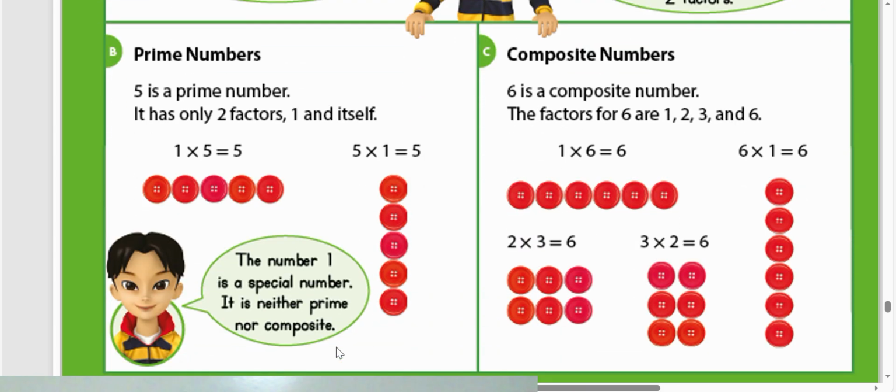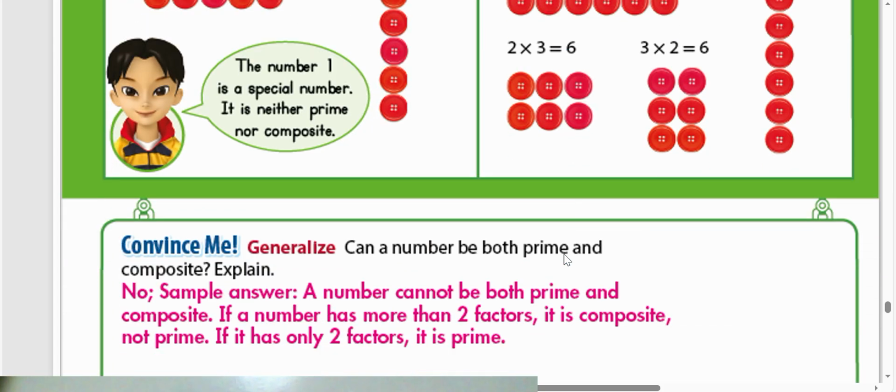Prime numbers: 2, 3, 5. 5 equals 5 times 1. 5 can be divided by itself and 1 only, so it has 2 factors. 6 is a composite number because 6 can be divided by 2, by 3, by itself, and 1. We have 4 factors of 6. Next question.